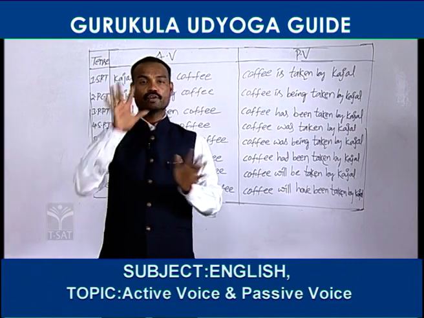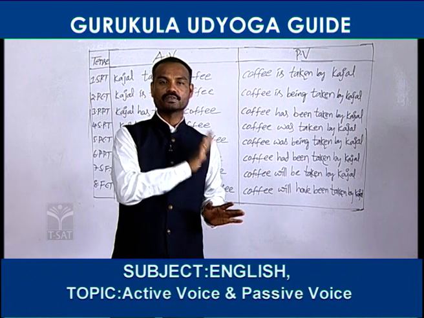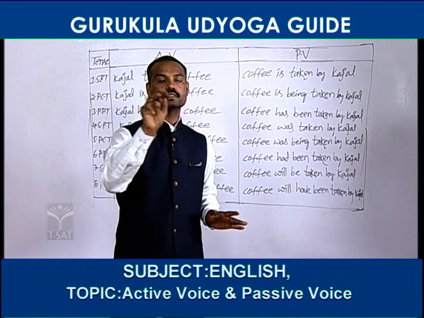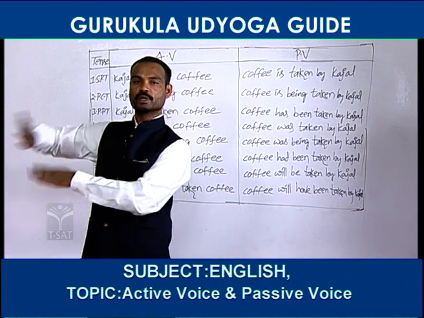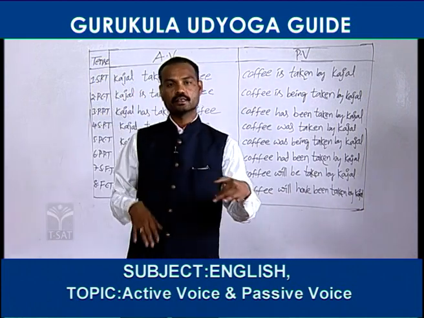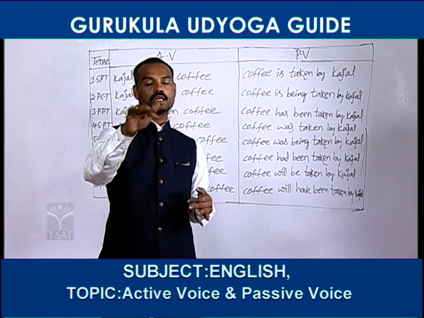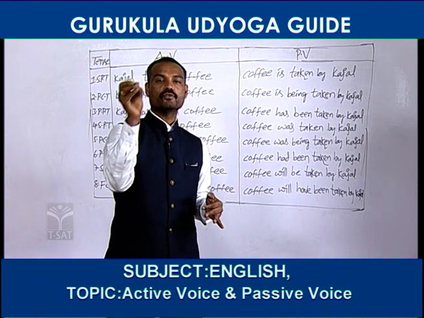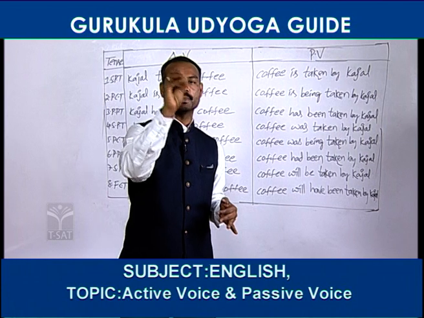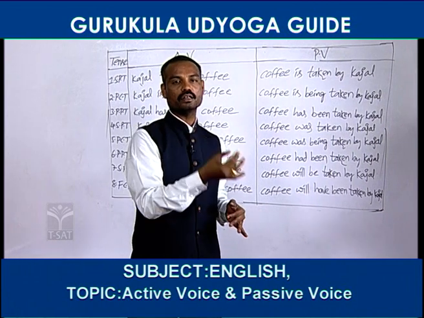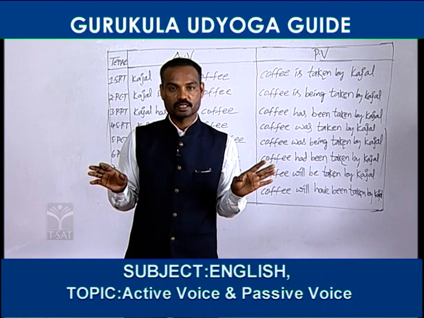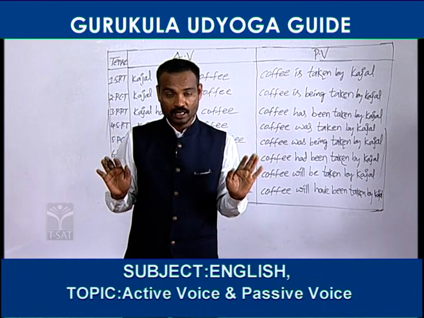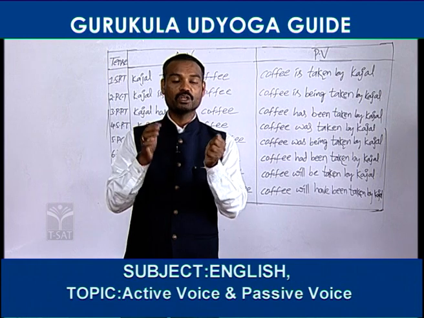There are 5 be forms: am, is, are, was, were. 3 do forms: do, does, did. 3 have forms: have, has, had. These all are called primary helping verbs. Next, modal auxiliaries or modal helping verbs: shall, should, will, would, can, could, may, might, need, ought, dare, used, must. I have explained very clearly, 2-3 times. I don't want to eat your brain and I don't want to spoil your valuable time also.